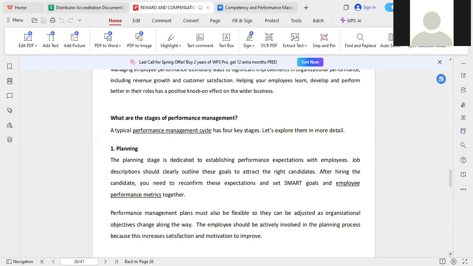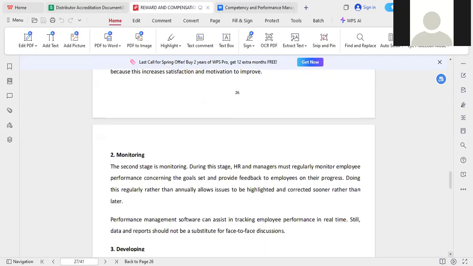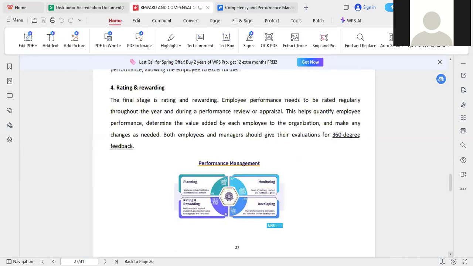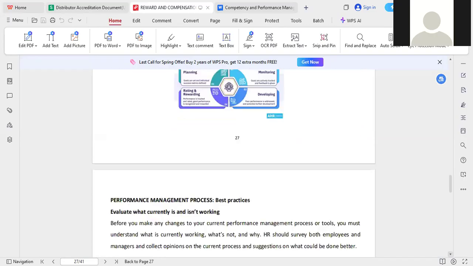First of all, there has to be a planning stage. You have to plan out what you want to do and what things you want to check for. Then number two, monitoring. When you plan, you have to monitor, develop, and of course, rate and reward. So in performance management, there has to be planning, monitoring, developing, and a rating and reward system.